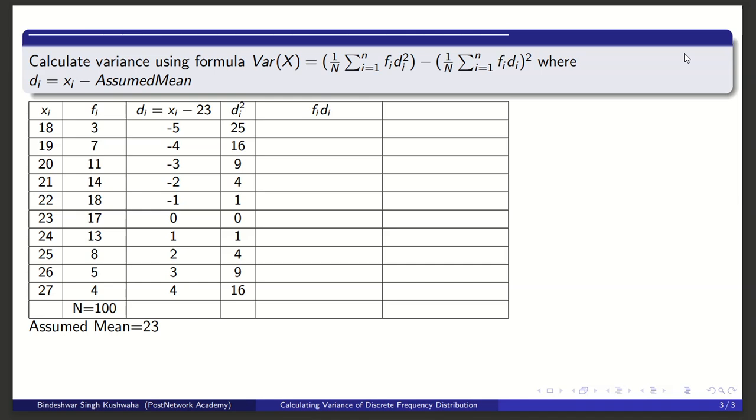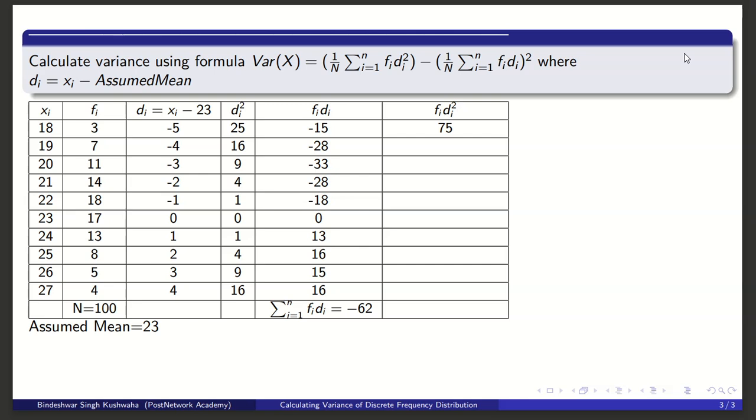So for the first row, Fi is 3 and di is minus 5, so that would be minus 15. Next, Fi is 7 and di is minus 4, so 28. You can calculate the rest the same way. And the last column is Fi di square, so we have to calculate this one also.